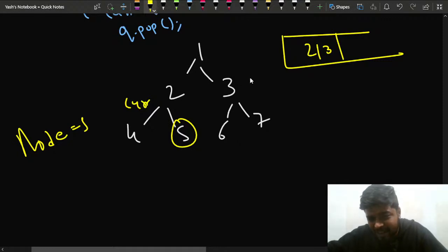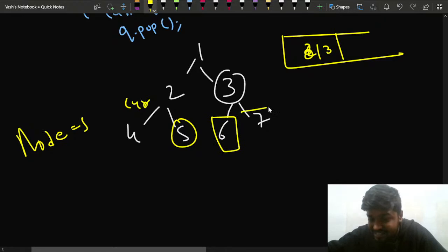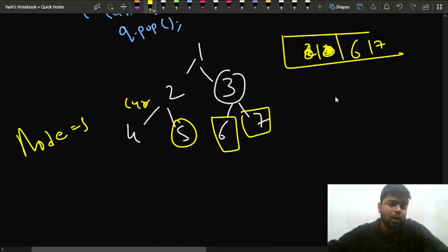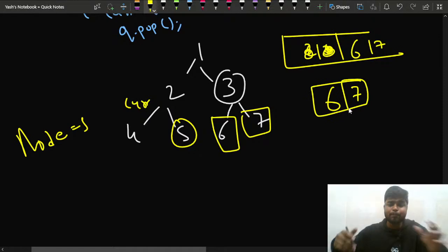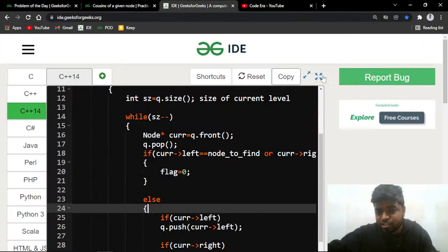So if I'm at 3, 2 will be popped out. Once I'm at 3, this particular level will be dealt with, that is 6 and 7, and since 6 and 7 would be my cousins for this particular level, I'll simply push 6 and 7 into my queue, and 3 will get popped out. So in the end, 6 and 7 would be present in my queue.